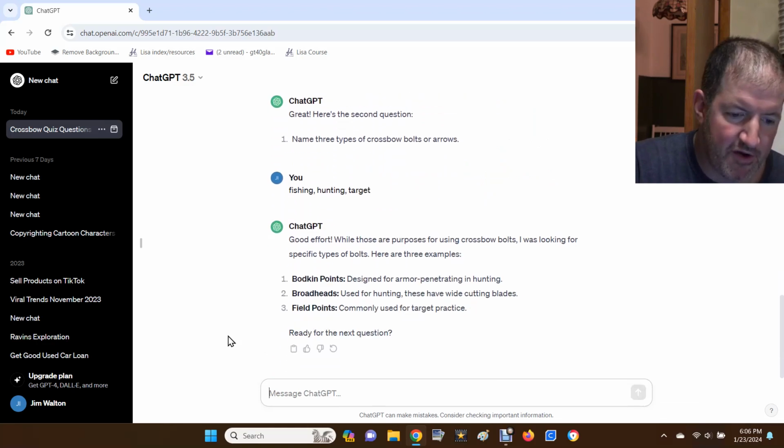Good effort. Well, those are purposes for using crossbow bolts. I was looking for specific types of bolts. Here are 3 examples. Bodkin points, designed for armor penetrating and hunting. Broadheads used for hunting. These have wide cutting blades. Field points, commonly used for target practice.